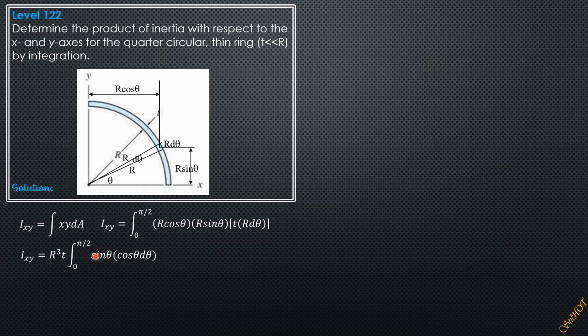So this is in the form sine theta, which is u, and the differential of sine theta is cosine theta d theta. So this is in the form u du. The integral is u squared over 2. So Ixy equals r cubed t, quantity sine squared theta over 2 from 0 to pi over 2. And we note that sine of pi over 2 is 1 and sine of 0 is 0. So Ixy equals r cubed t over 2, quantity 1 squared, sine squared of pi over 2, minus 0 squared. So this is just 1. Therefore, Ixy is r cubed t over 2.